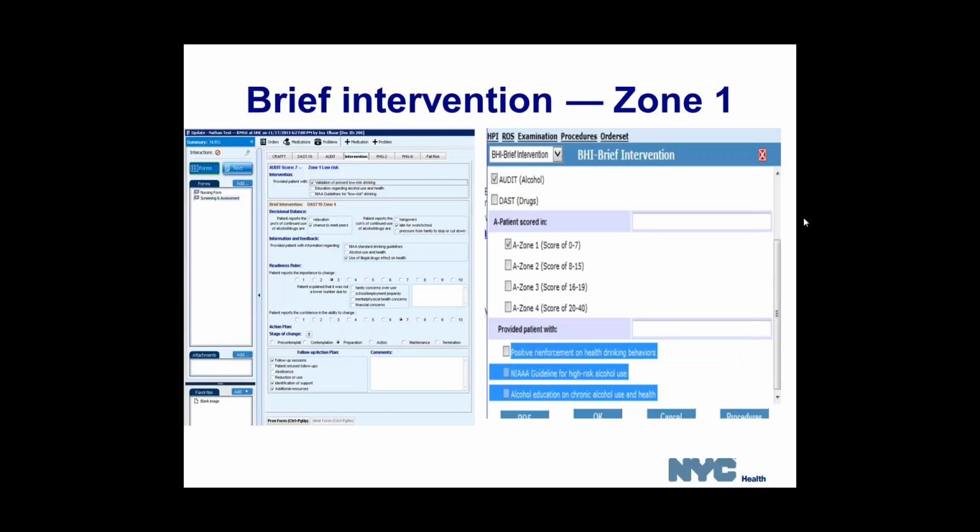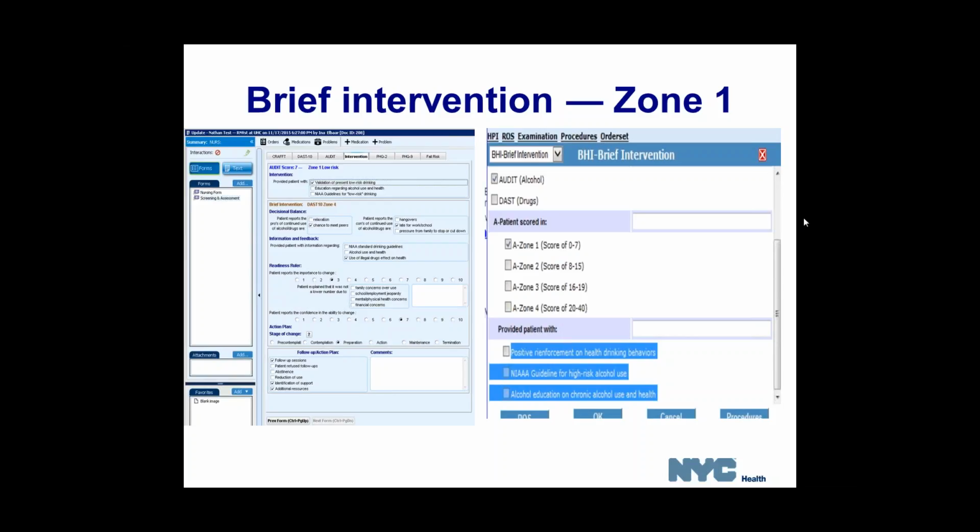So we've completed our screening. Now we can move on to the brief intervention. And here we have two examples of brief intervention. The screenshot on the left, or my left, is from GE Centricity, and the other is from eClinicalWorks. Of note, we were able to carry the zone designation from the screening into this brief intervention.